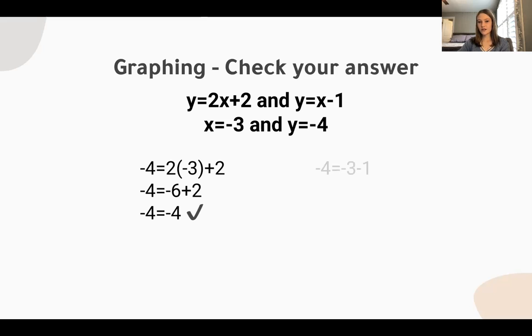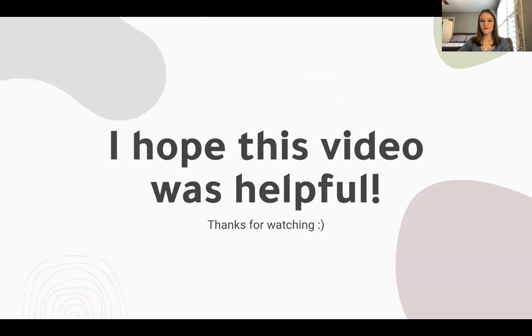And then moving on to the second equation, we get -4 equals -3 minus 1. So -4 equals -4.